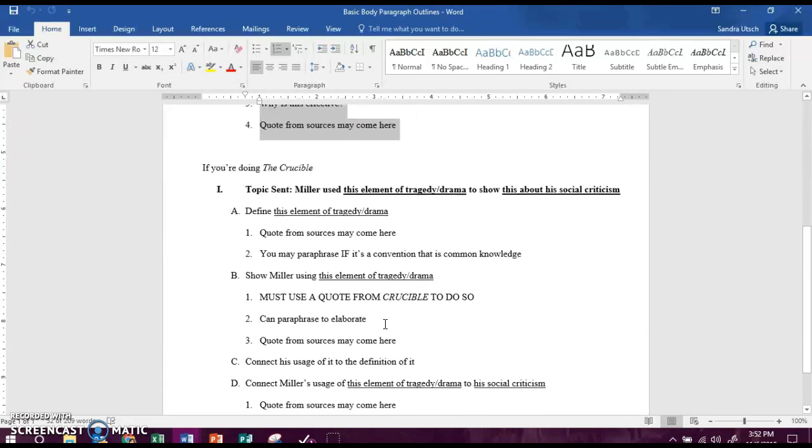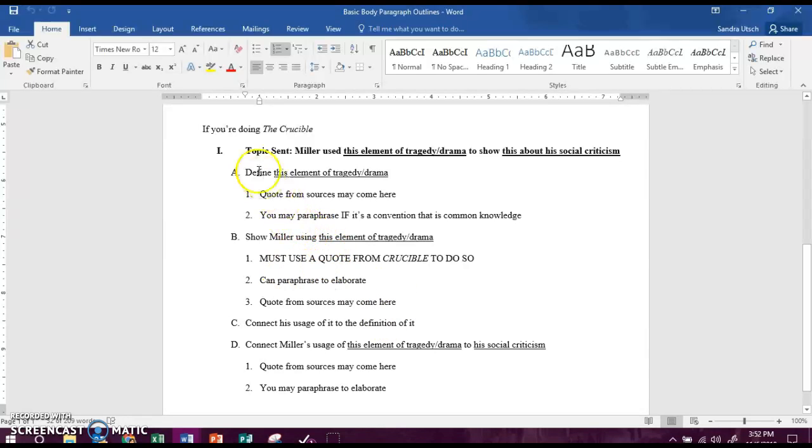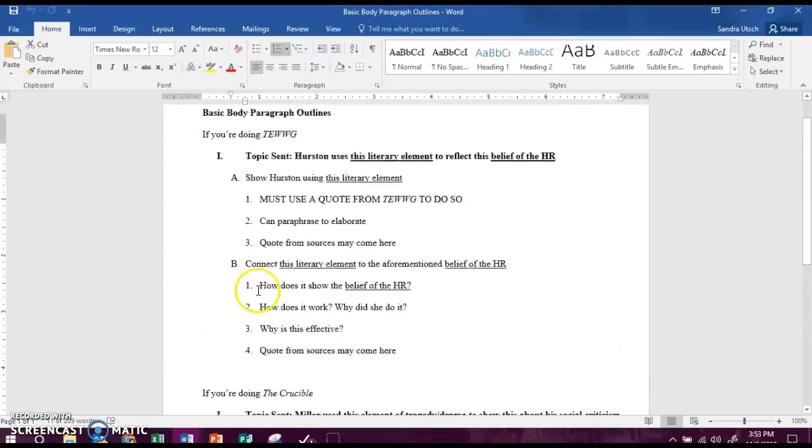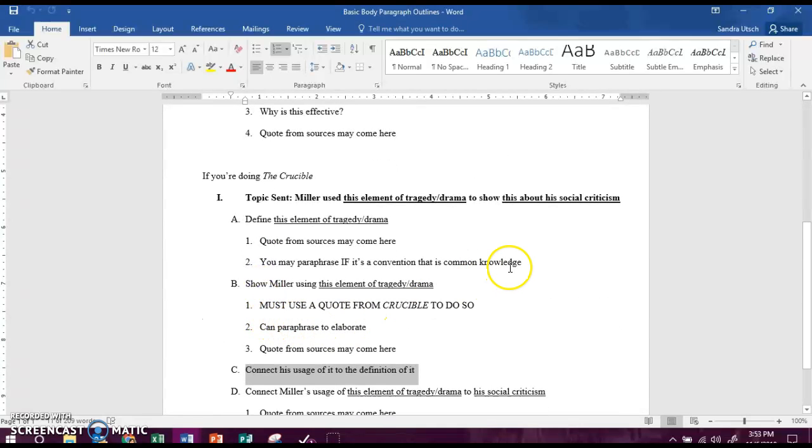If you're doing The Crucible, something very similar, except you guys have an extra step. You actually have to define the element of tragedy or drama first. Then you need to show him using it. You have to connect his usage of it to the definition of it, and then finally connect it to his social criticism. So this is a place where the body paragraphs diverge a little bit just by nature of the kind of thing you're talking about.